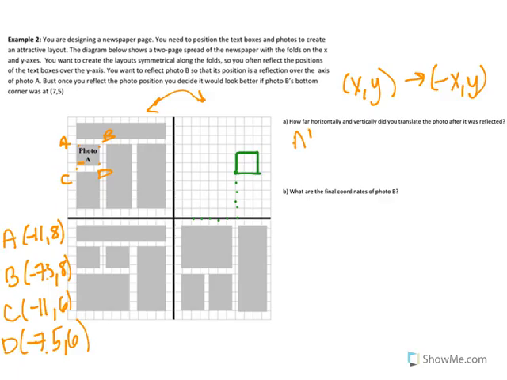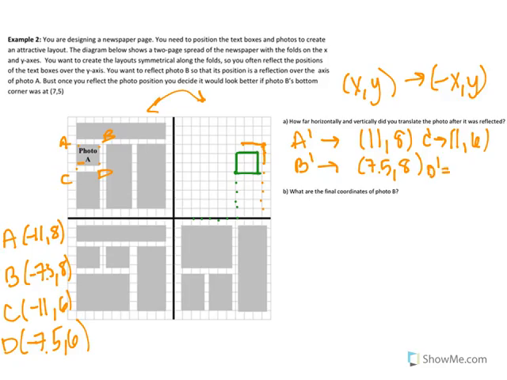So if we were to have just done a reflection, it would have been at 11 and 8. So 11 and 8, 1, 2, 3, 4, 5, 6, 7, 9, 10, 11, and 8. It would have been right there. B prime would have been at 7.5 and 8. C prime would have been at 11 and 6. And D prime would have been at 7.5 and 6. So the box would have actually been right here.